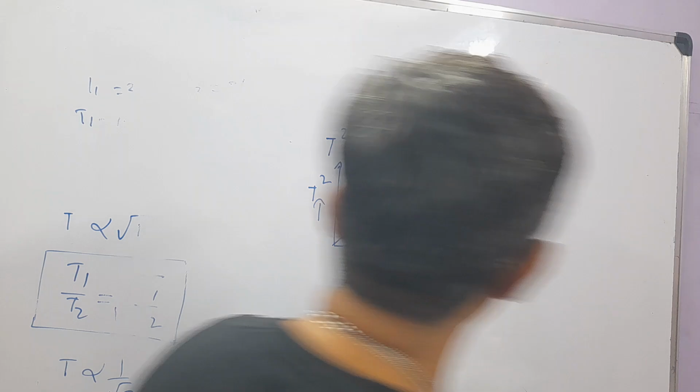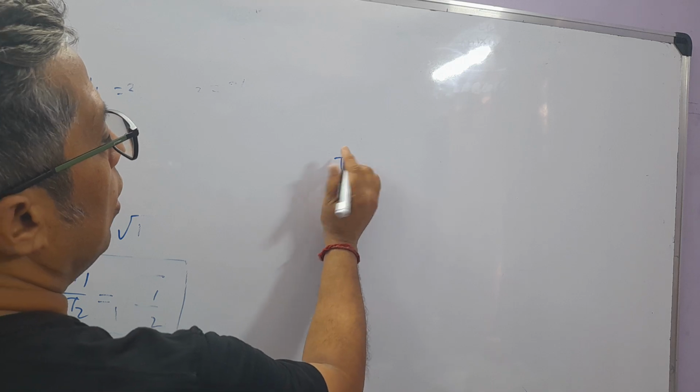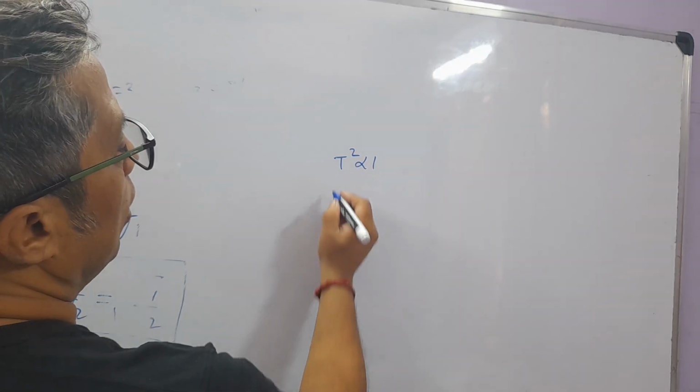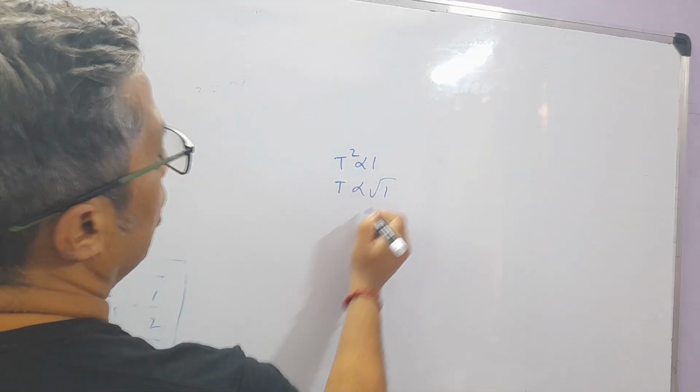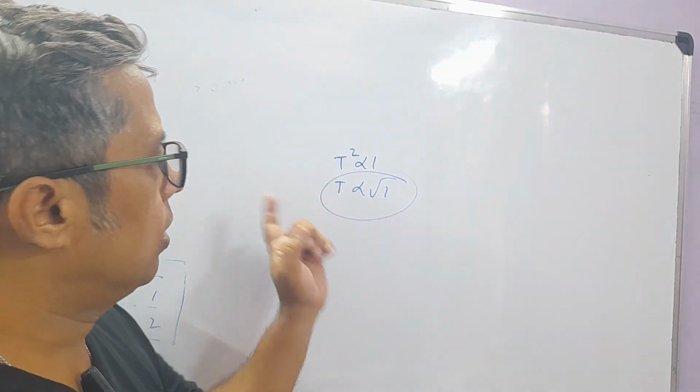Now if they ask you a question like what will be the graph between T and L, then that will be a non-linear graph. T square is proportional to L, but T is proportional to root L. So this will be a non-linear graph. This is not a straight line.